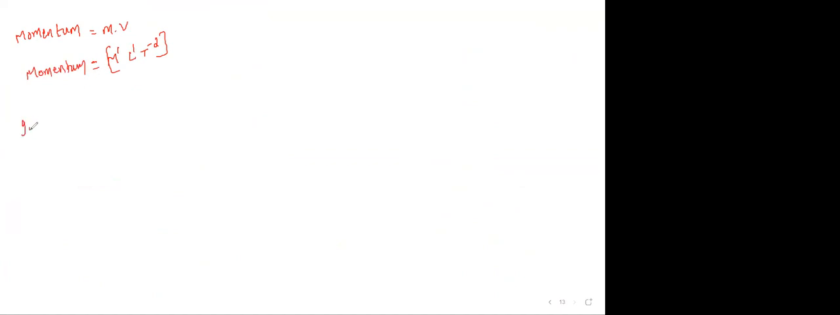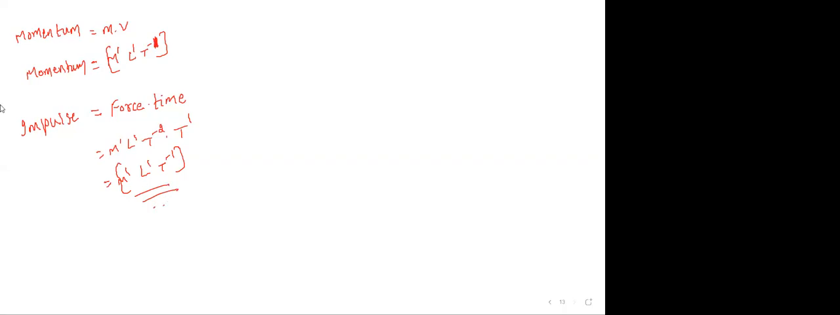Now, do you know what is the impulse which we have discussed in the last session? What is impulse? Force into time. Very good. Put the dimensional formula for force. For velocity, it is L1 T minus 1. Time is T. So M1 L1 T power minus 1.